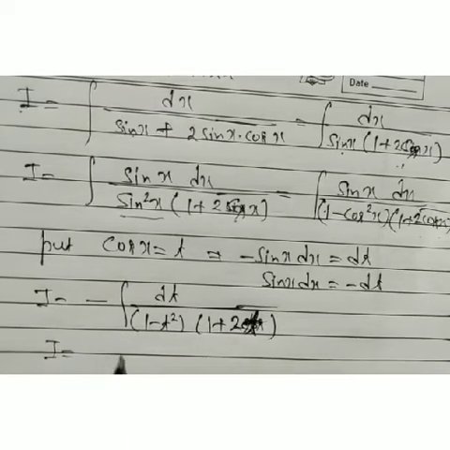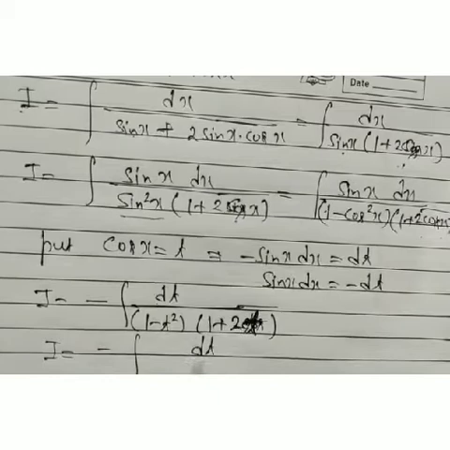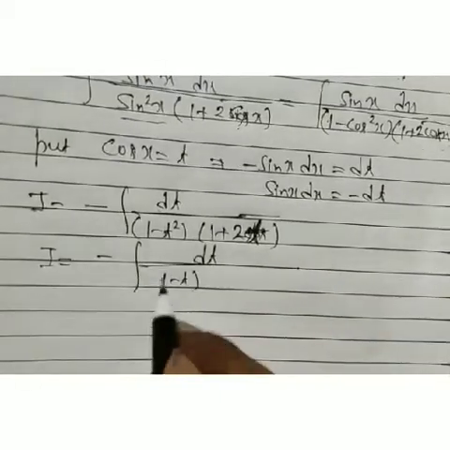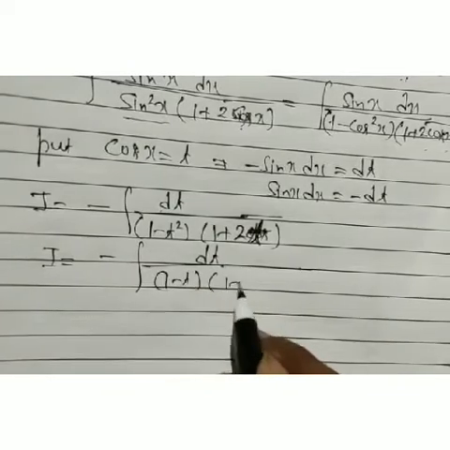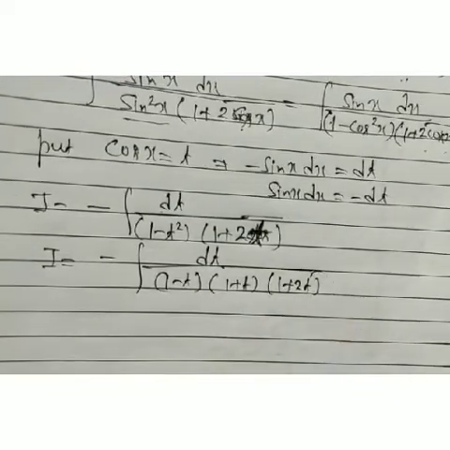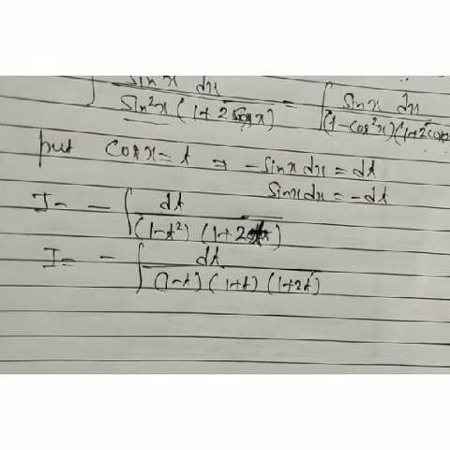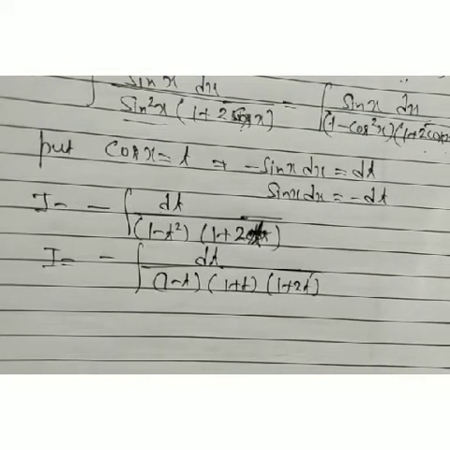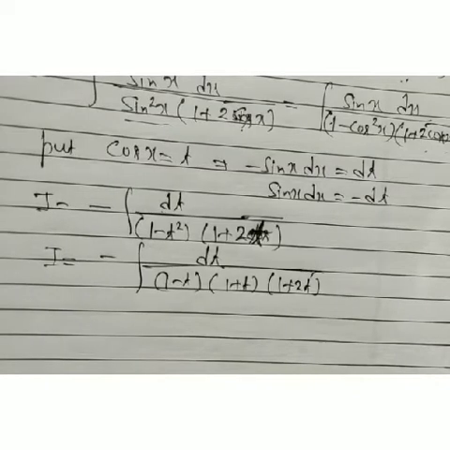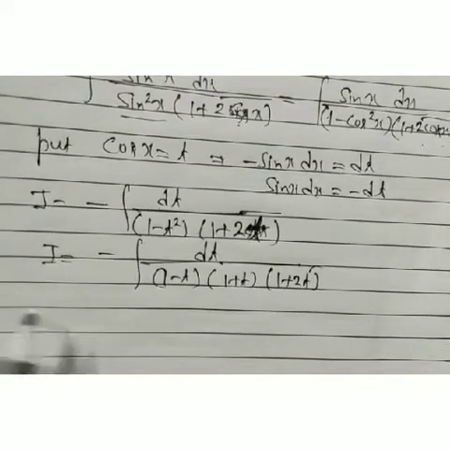We can also write I is equal to minus dt upon 1 minus t, 1 plus t and 1 plus 2t. Then again we are going to use our partial fraction method. Now it's again a type of non-repeated roots, and all the roots are linear factors.